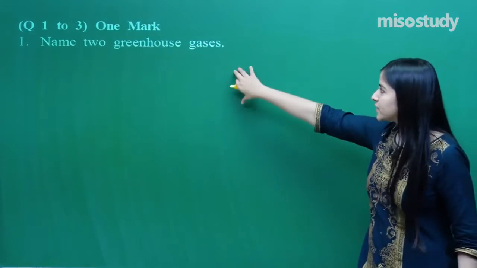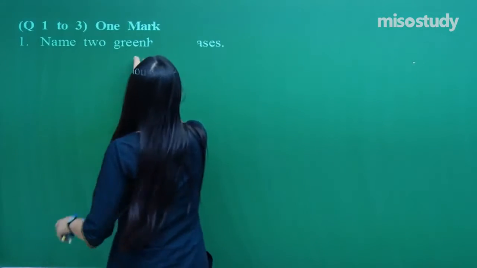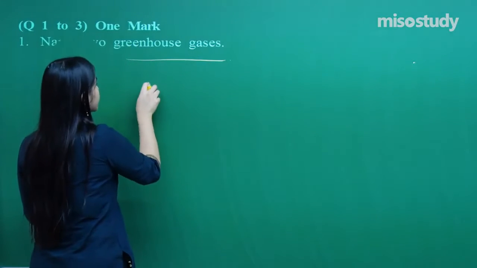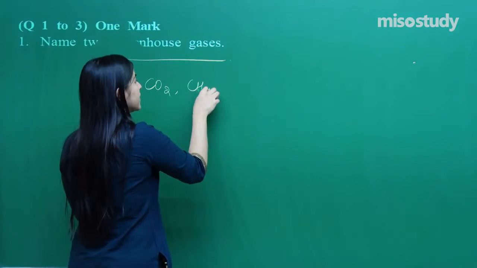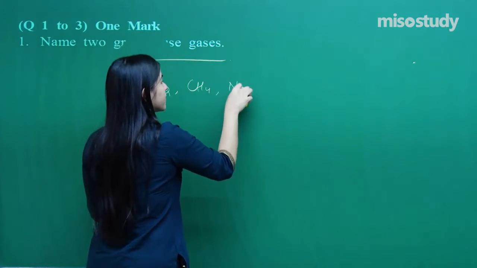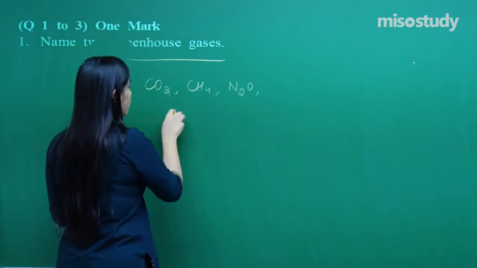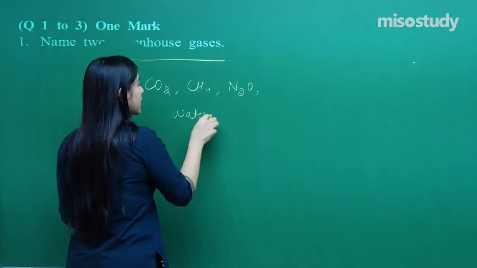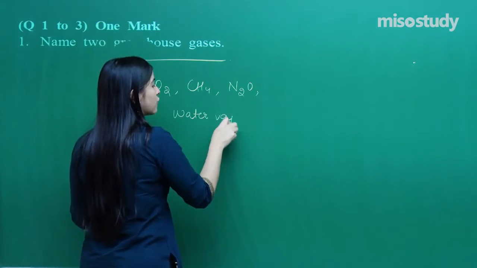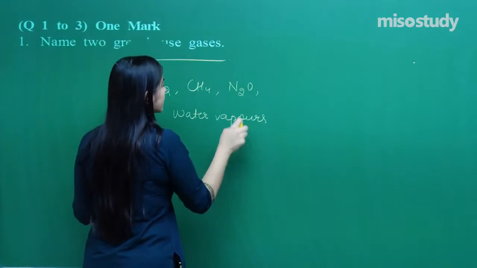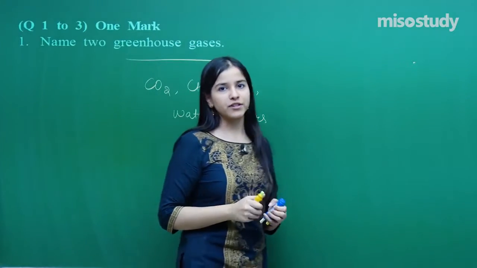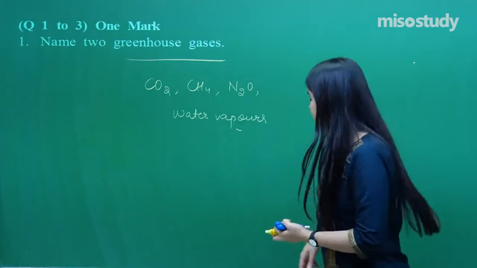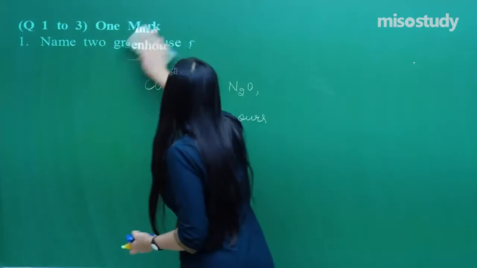Fine. So some of the very prominent greenhouse gases: we have discussed carbon dioxide, methane, and nitrous oxide, and water vapors also serve as greenhouse gases. So these are some of the very common greenhouse gases which are responsible for the greenhouse effect and global warming. Okay, let's move on to the next question.